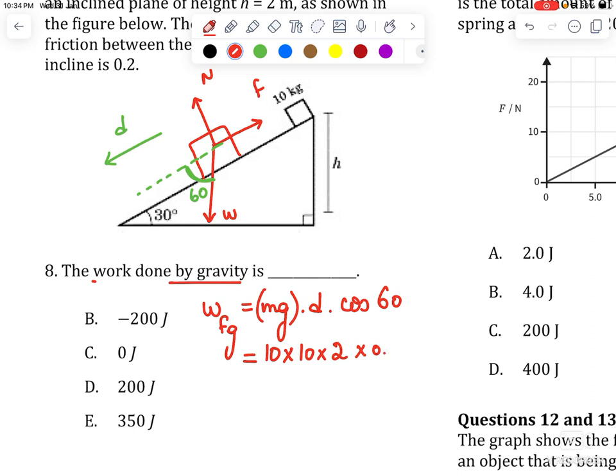The mass is 10, the height is 2. Now the distance is not 2 here. I see, the distance as well, I don't know. I know that the height is equal to 2. Now, how much is the distance? Let us check the distance first. The height was 2, not the distance.